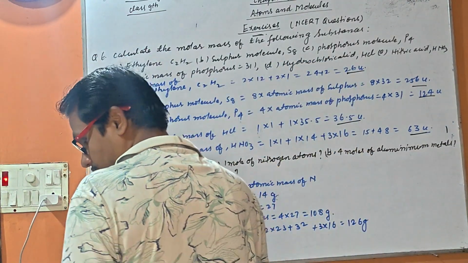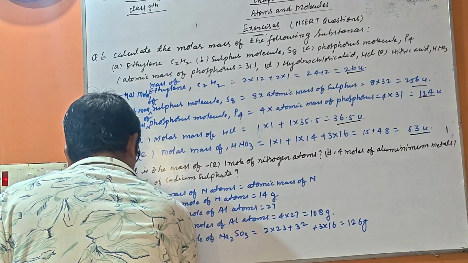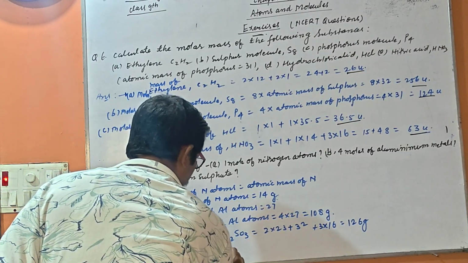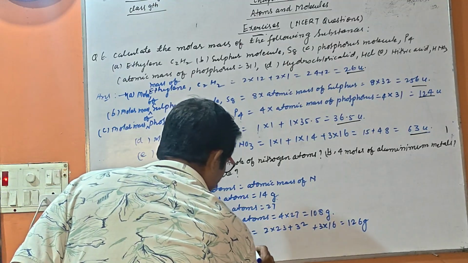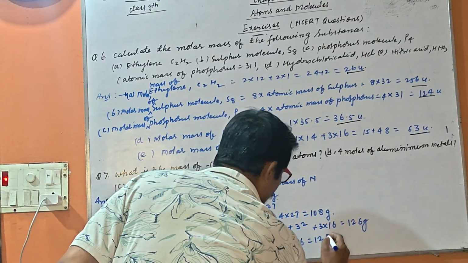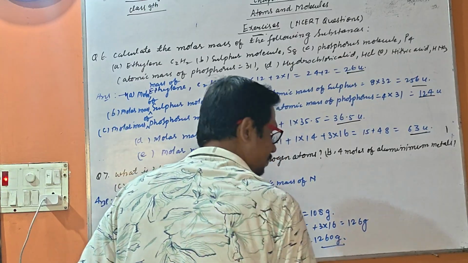Mass of 10 moles of Na2SO3 is equal to 10 into 126, which is 1260 gram. So this is the answer.